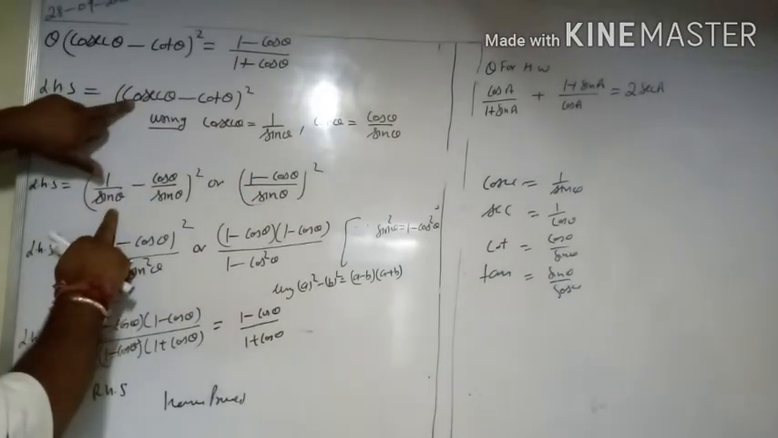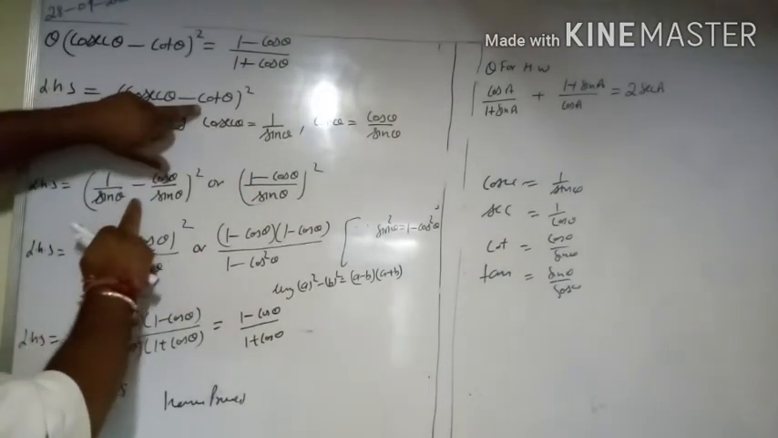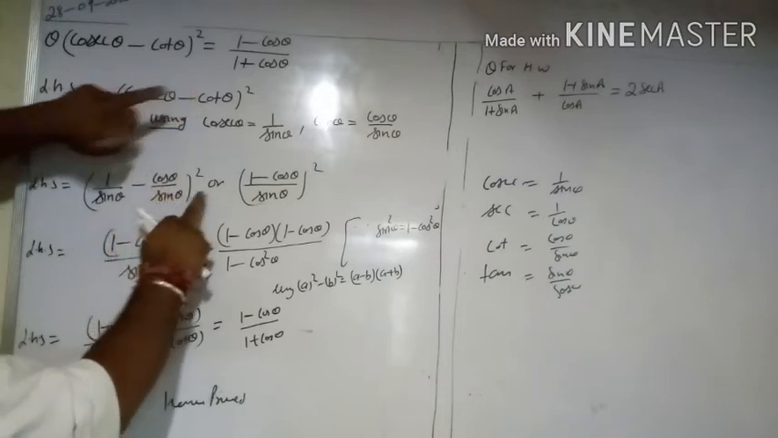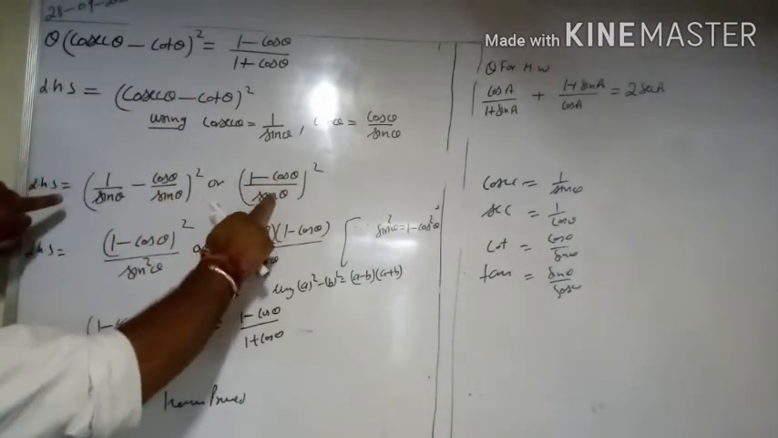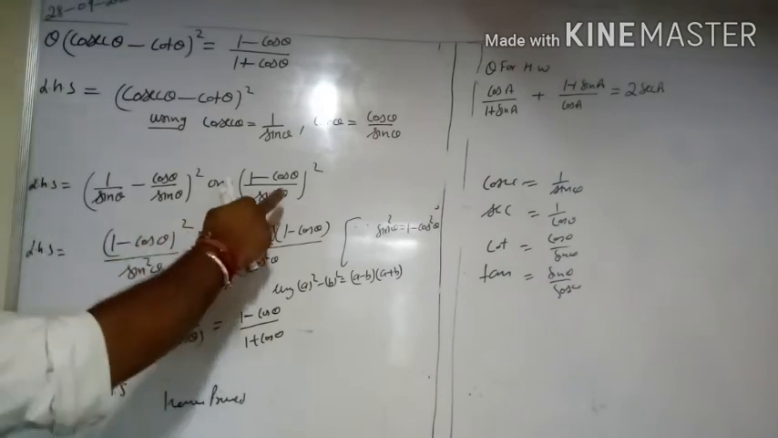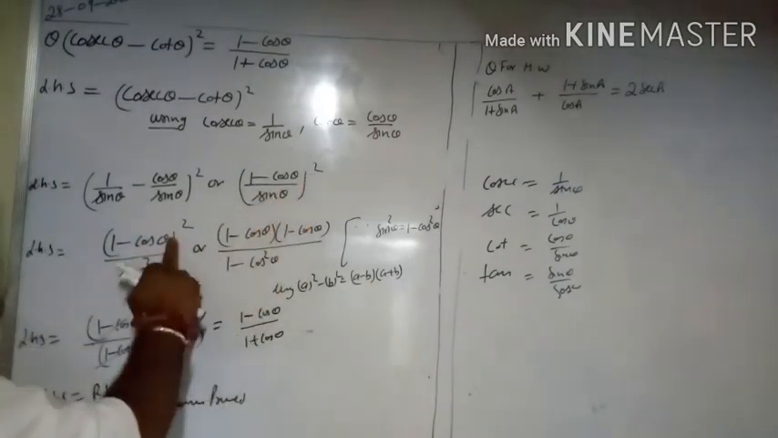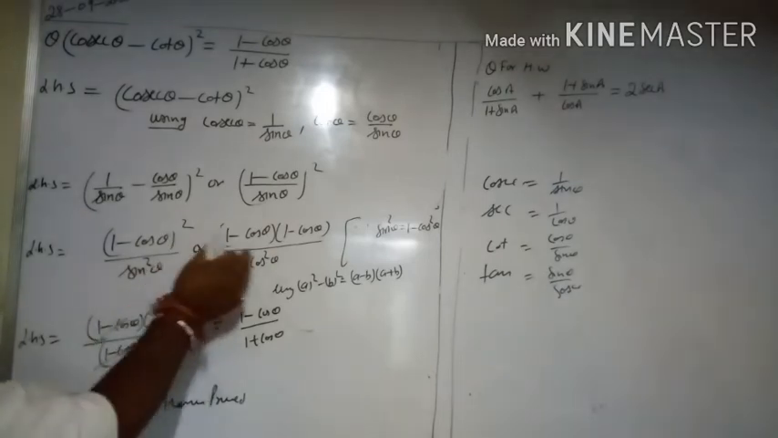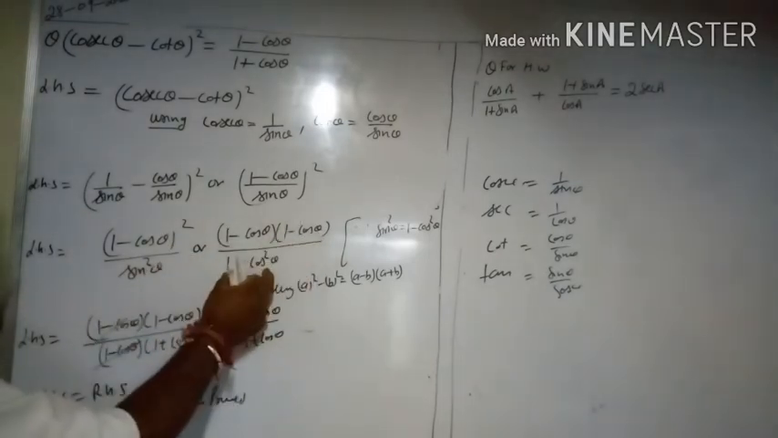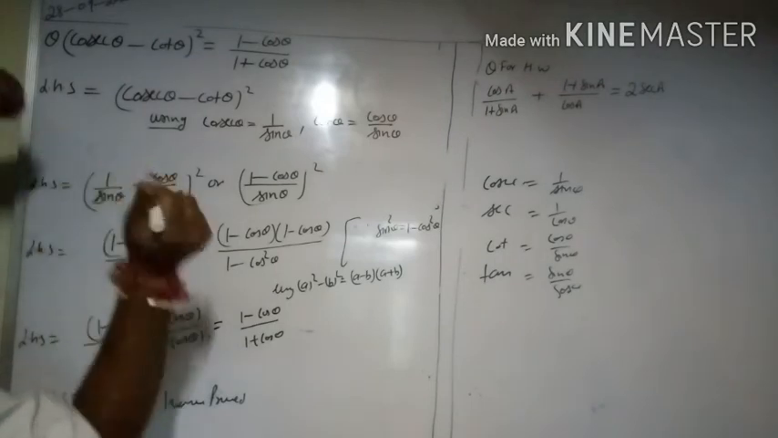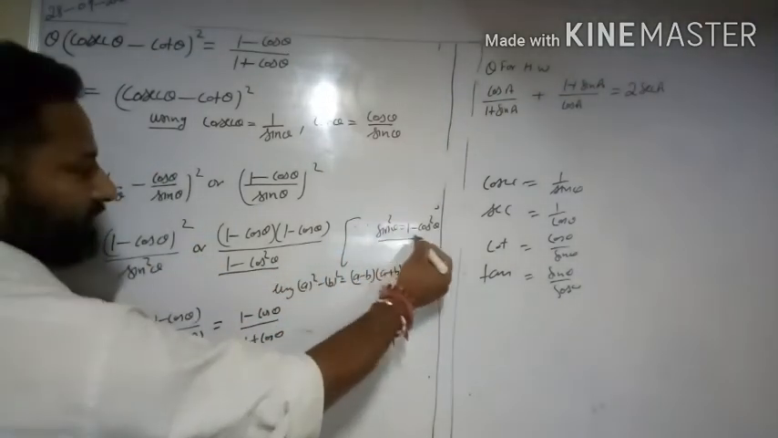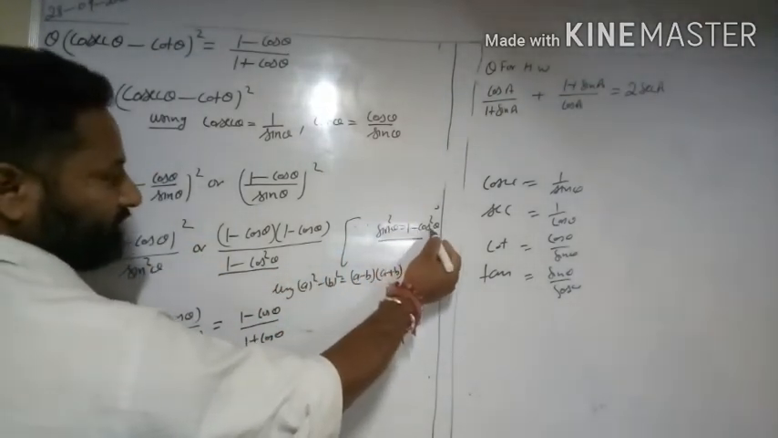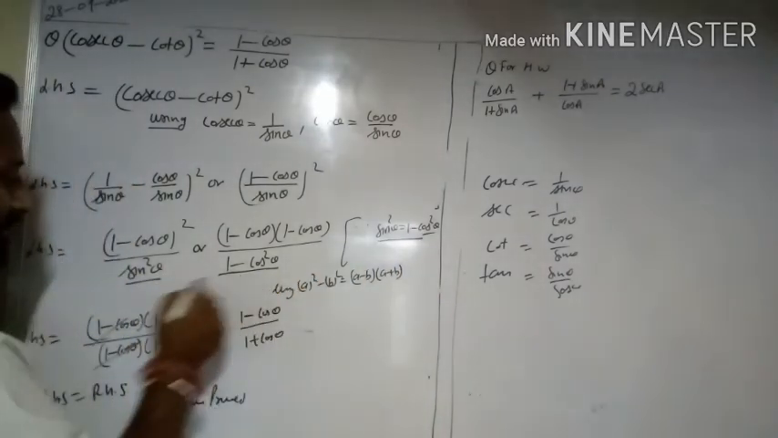So here in place of cosec theta I will write 1 upon sine theta, and in cot theta, cos theta upon sine theta. Then it is (1 minus cos theta upon sine theta) whole square. Now opening the brackets, it becomes (1 minus cos theta) whole square upon sine square theta. Then it is (1 minus cos theta)(1 minus cos theta) upon 1 minus cos square theta. Why am I writing this? Because we know the formula sine square theta is 1 minus cos square theta. That's why in place of this I have written this.